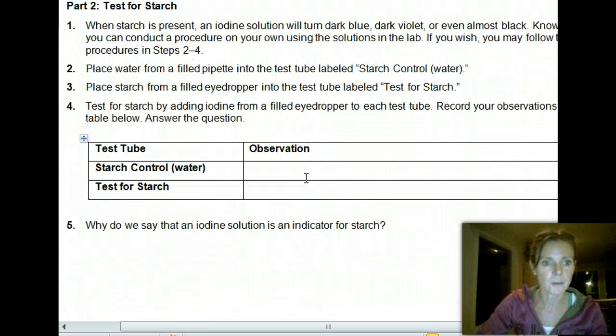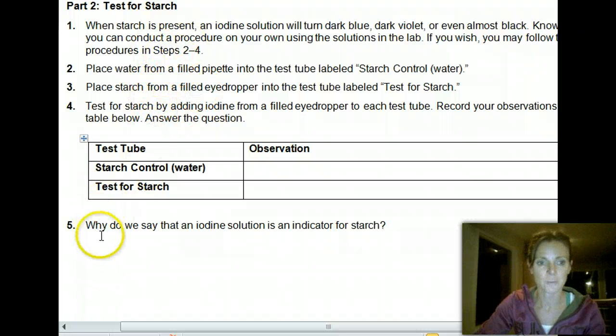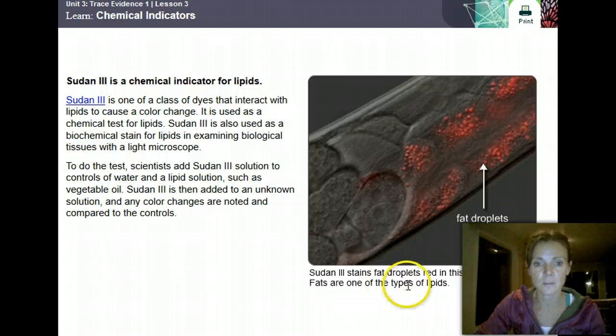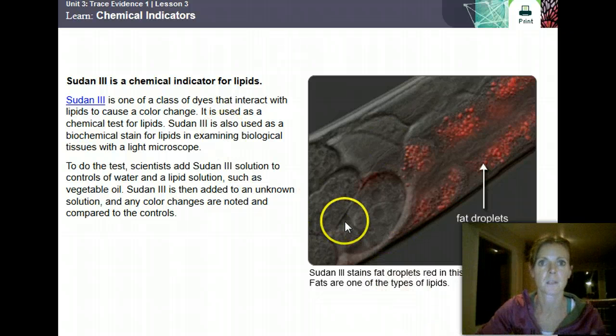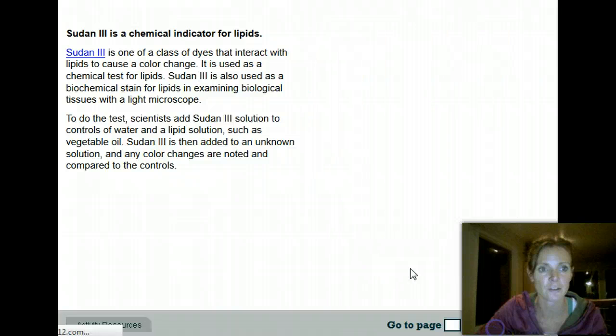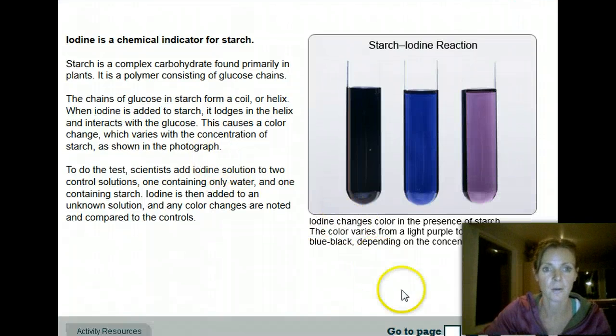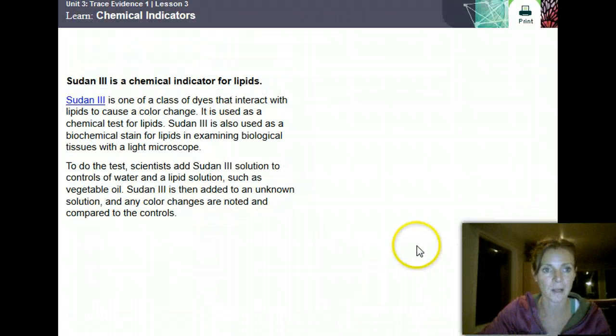But look at these questions here, okay? After you do this in the virtual lab, which we'll do together, it says, why do we say that an iodine solution is an indicator for starch? So just so you guys know, this portion in your course is helping you to answer these questions. So please read through this very specifically, okay? If you need to pause this or if you want to go back to your course and read through this, this talks about why it has a positive test for starch. Okay, so please read through that, as well as the Sudan 3.